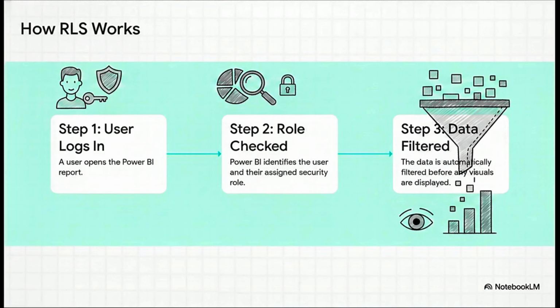And how does this all work behind the scenes? It's actually a really simple and elegant process. First, a user logs in. Immediately, Power BI checks who they are and what security role they belong to. Then, based on that role, it applies the filter. And here's the kicker. It does all of this before a single chart or number even loads on their screen, so they only ever see the data they're supposed to.